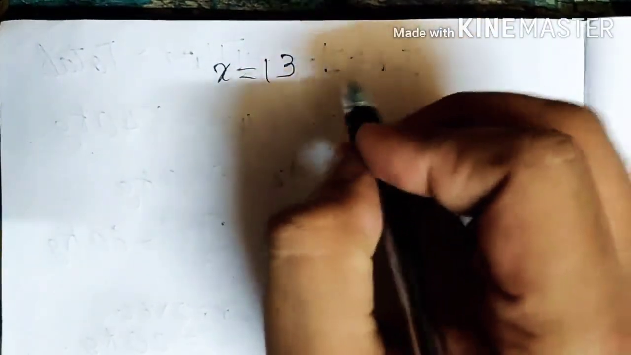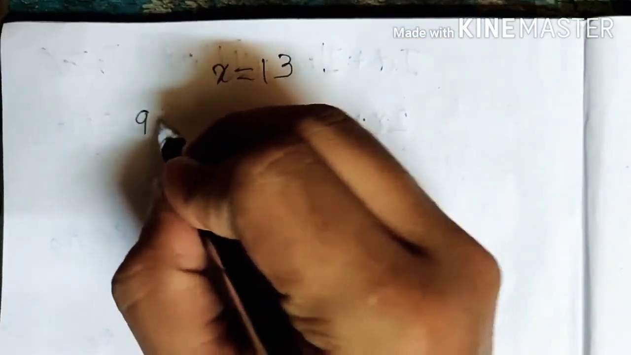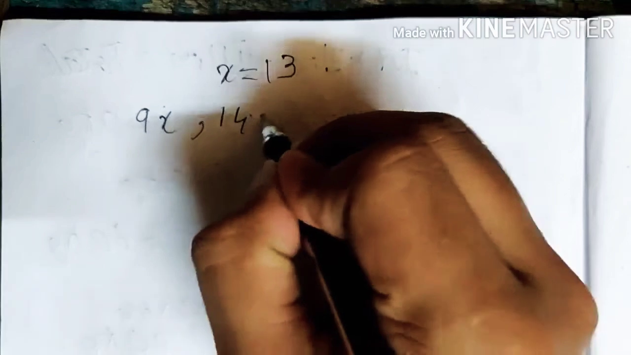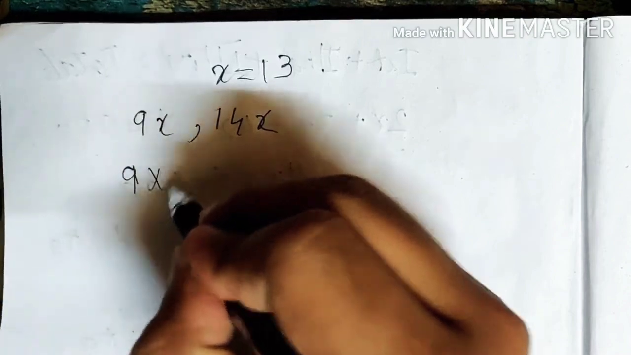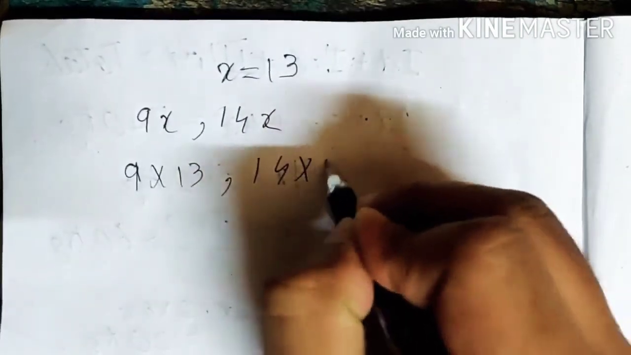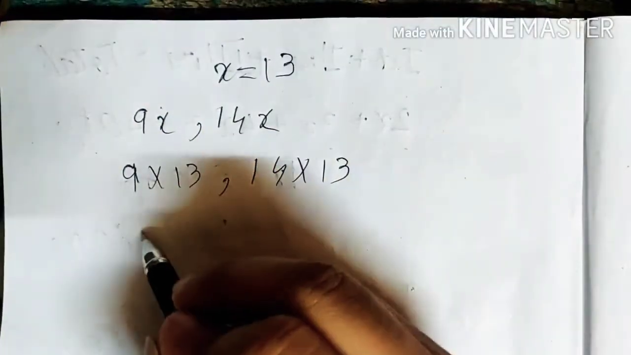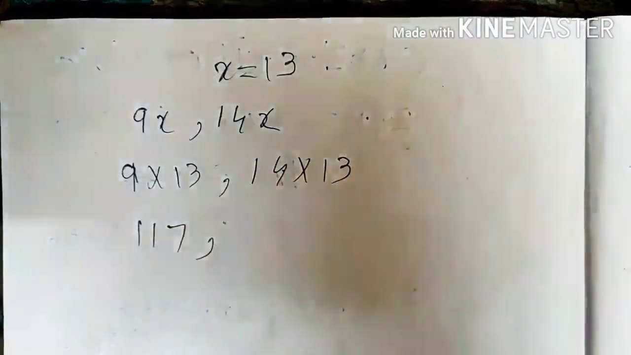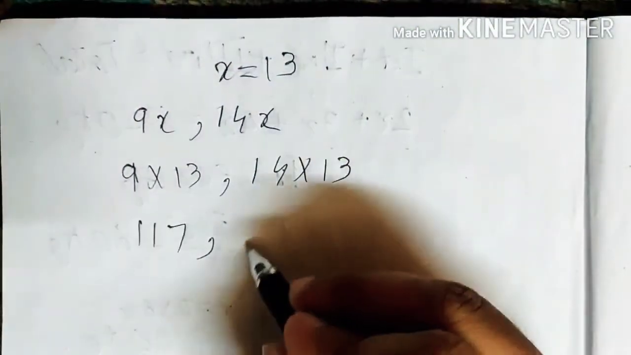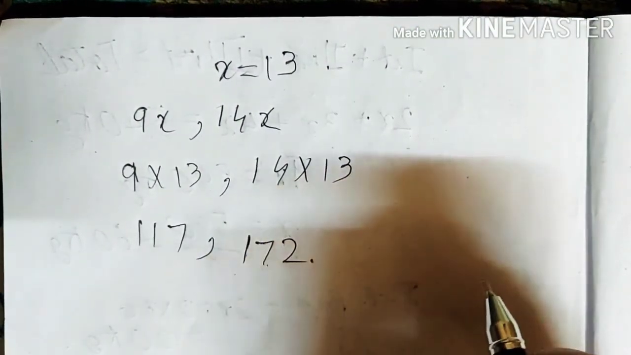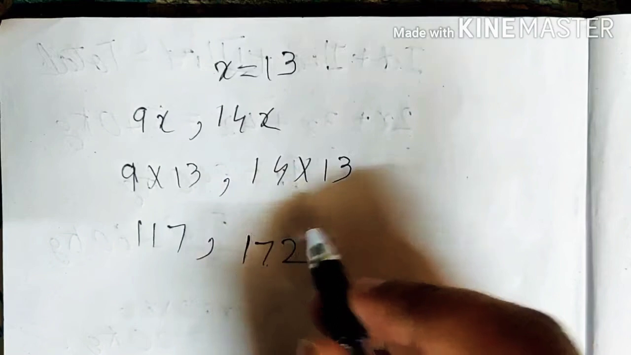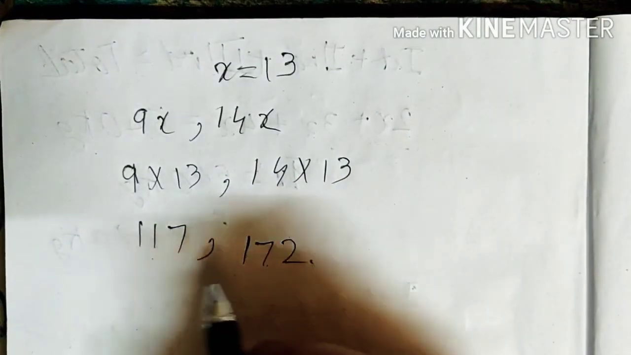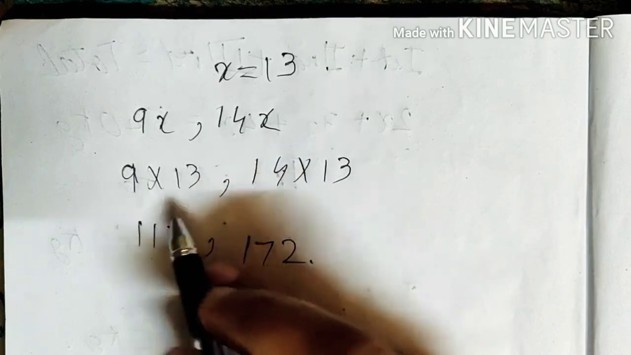Value of x was 13. So x being 13 here, the values were 9x and 14x. Okay, so the values are 9 into 13 and 14 into 13. So 9 into 13 is 117 and 14 into 13 is 172. So these are the actual numbers, and if we subtract them, you will get back 65. And if we divide them, if we find the ratio of 117 and 172, you will get 9 is to 14.